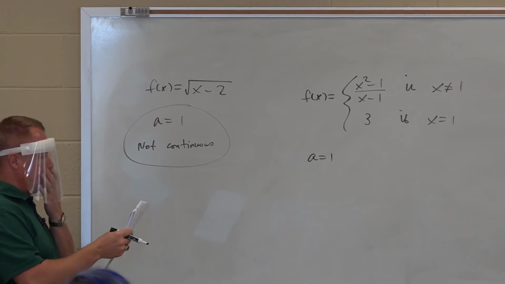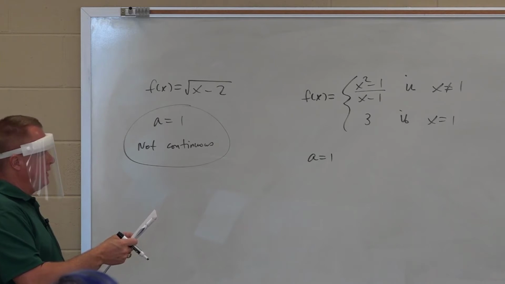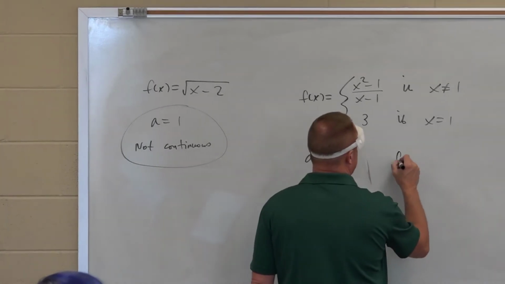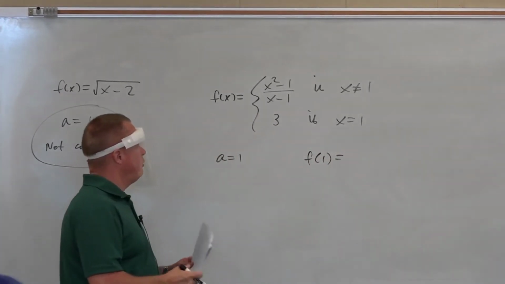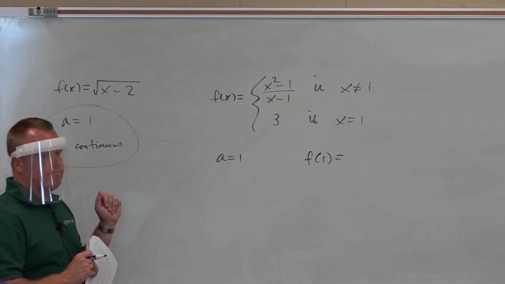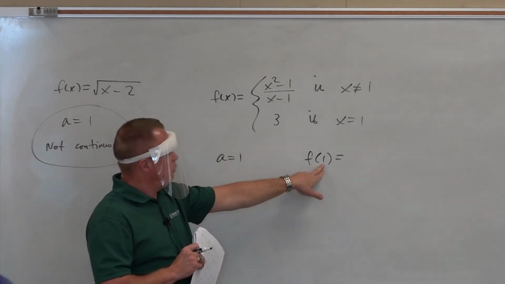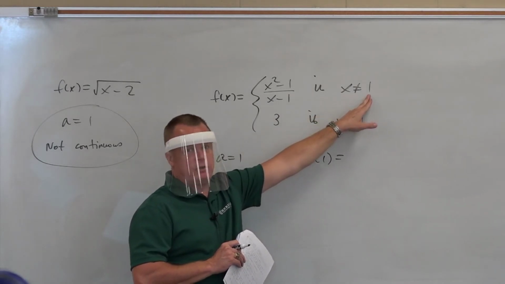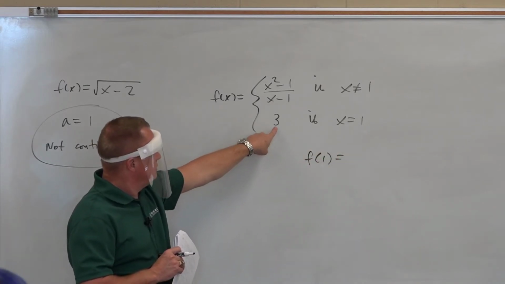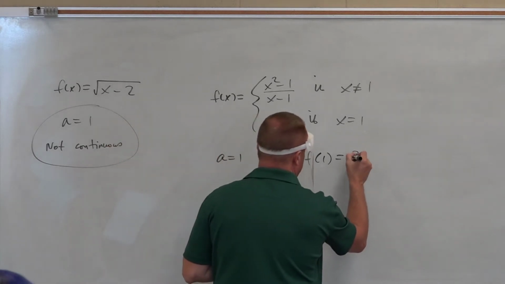Okay, well, for it to be continuous, f of 1 has to be the same thing as the limit as x approaches 1. Okay? So first, what is f at 1? What do I plug 1 into, the top or the bottom on this one? Which one do I plug it into? For f of 1, the top is when x is not equal to 1. So you plug it in the bottom one. If I plug it in the bottom one, what do I get? Always 3. So f at 1 is equal to 3. Okay?